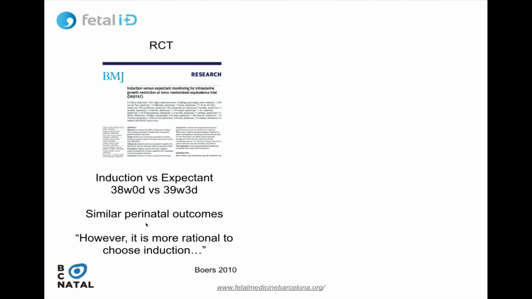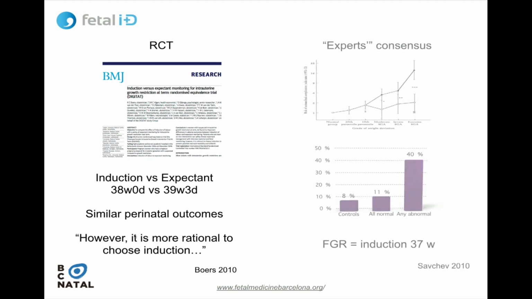So in the final sentence of the paper, they say, despite we didn't find difference, we still believe it would be more rational to choose induction for small fetuses if you don't know whether it's high risk or low risk. And if you know, that's what it has to be defined in further studies. Because we have indirect evidence.